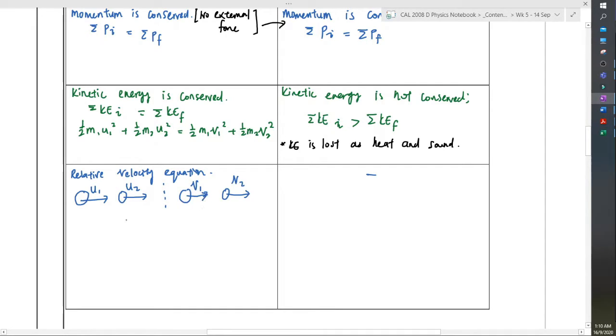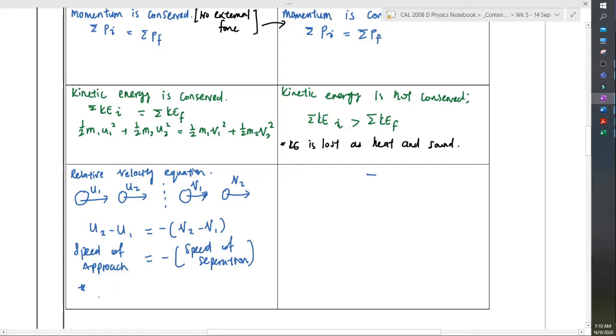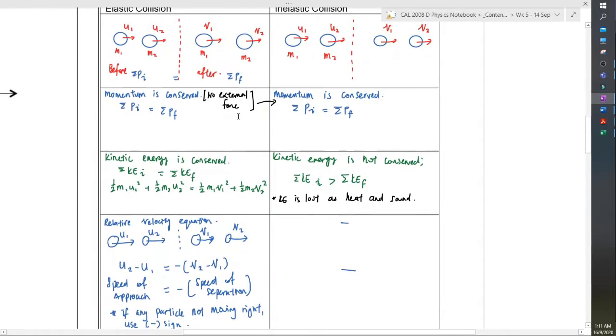Okay, so I'm just going to copy down the equation. Everything is moving to the right once again. u2 minus u1 is negative (v2 minus v1). The speed of approach, because sometimes they ask you to write this in words, is negative speed of separation, because v2 will travel faster than v1. If any particle is not moving to the right before or after collision, we will just add a negative sign in front of the term. There is no equivalent equation for inelastic collision.